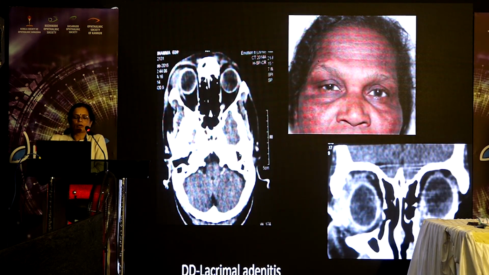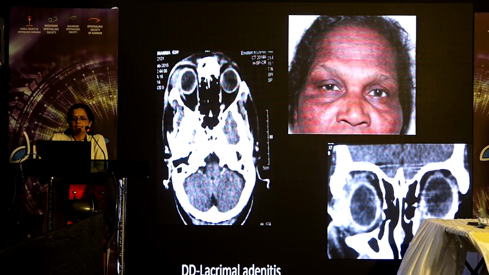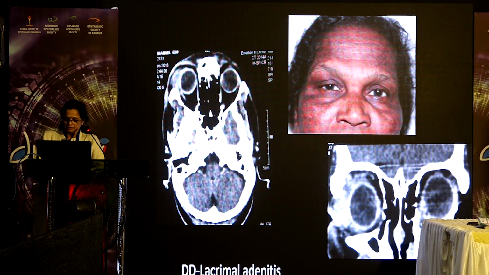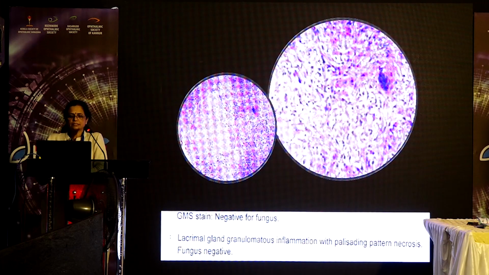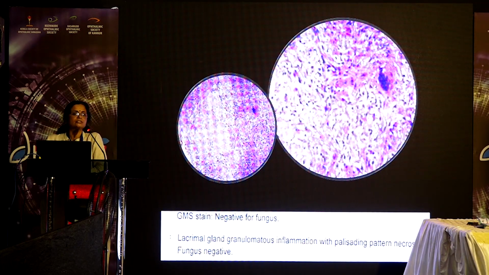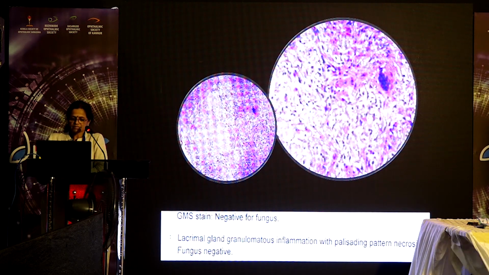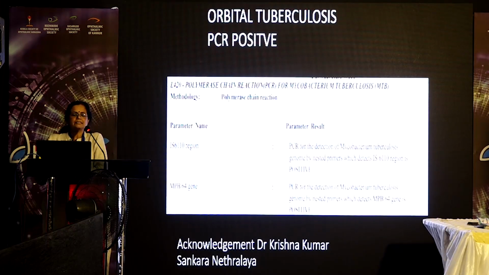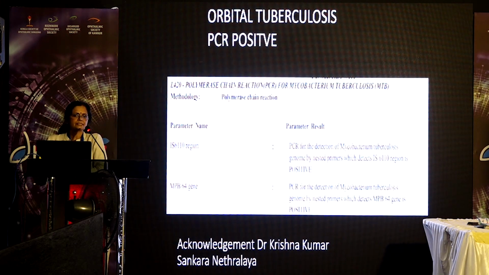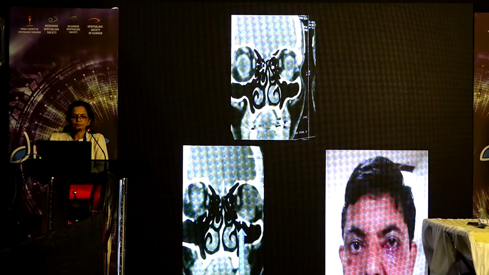This case again was a non-homogeneous mass in the lacrimal gland area. This was biopsied, and there was palisading pattern necrosis, and fungus was suspected. We sent it to Sankara Nethralaya. The fungus was negative, but when they did a PCR, it was positive for orbital tuberculosis. So orbital tuberculosis can present in many ways.